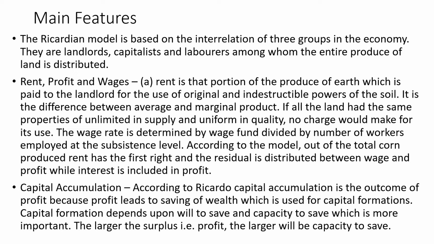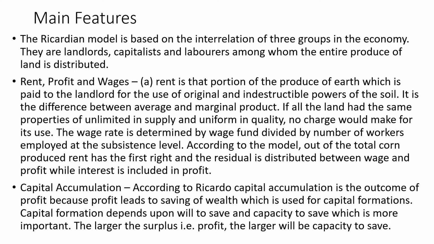The quality differs, right? The wage rate is something we have to understand in detail in this theory as well. It is determined by the wage fund. And how is the wage rate determined? Wage fund divided by the number of workers employed at the subsistence level, and this is what determines the wage rate in the economy. As per Ricardo, out of the total corn produced, rent has the first right. I mean, the first share goes to rent, and the residual is distributed between wage and profit, while interest is included in profit. Okay, we have seen that there are three sets of people in the economy: landlords, capitalists, and laborers, and the first share of the produce will go as rent, and the remaining would be distributed between wage and profit.